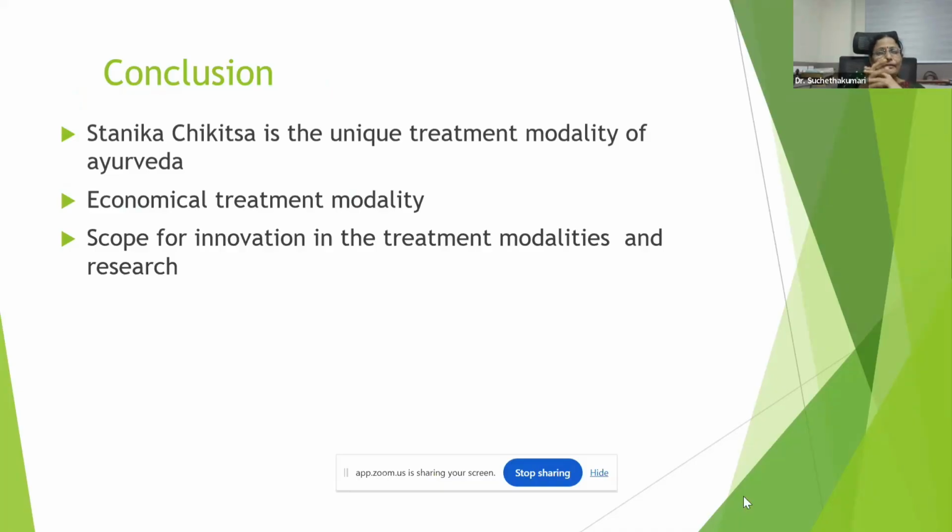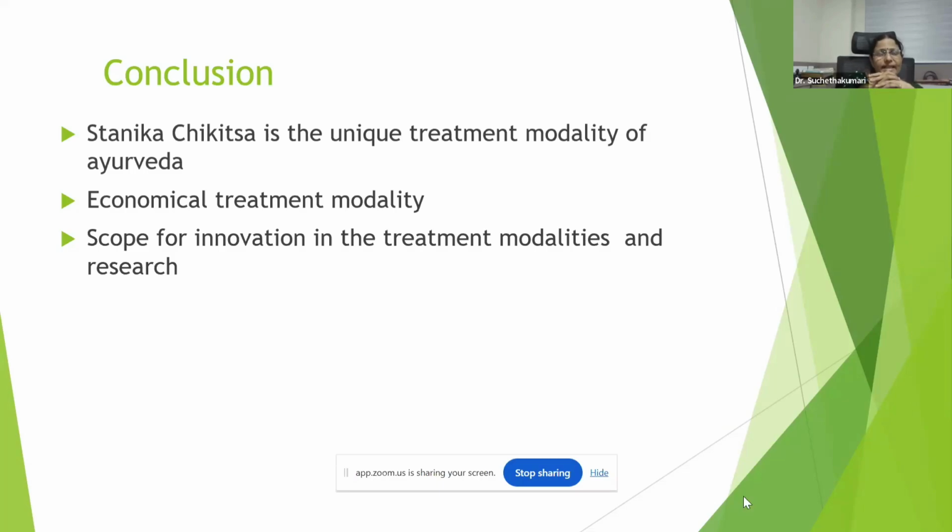So, this is a brief introduction to the Sthanika Chikitsa. Now, to conclude, the Sthanika Chikitsa is a unique treatment modality of Ayurveda. These treatment modalities are economical. Next, coming to the scope for innovation in the treatment modalities.